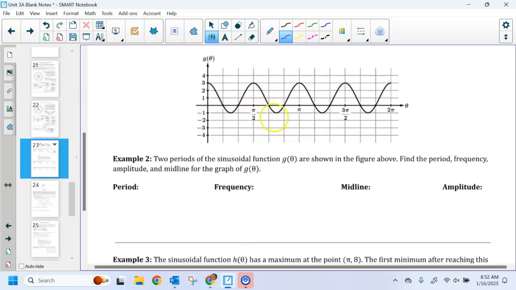Here, I think it's easiest to go max to max, because these cross tick marks here, I don't think the midline would be easy to handle, nor would the mins. So I would go max to max here and see that one period, draw it in here, takes place in pi over 2. Frequency is 1 over period, and 1 over pi over 2 is 2 over pi. Midline, remember it cuts the graph in half vertically, so there's my midline, that's at y equals 1. And amplitude is the distance from the max to the midline or the midline to the min, so that distance here is 2. That is my amplitude value.